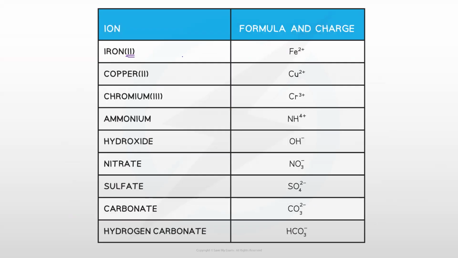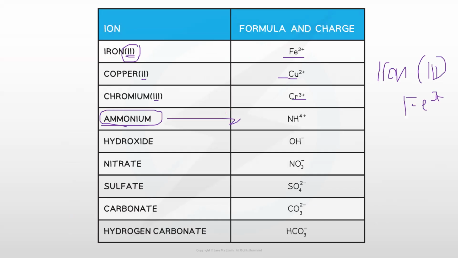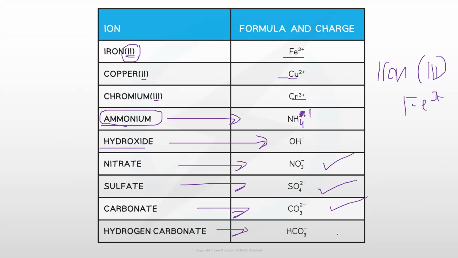You can tell it by the brackets. Iron 3 अगर लिखा हो, what does iron 3 mean? Fe3+. And what if iron 2 लिखा हुआ है? Fe2+, फिर copper 2, chromium 3. कुछ का देखो आगे brackets में लिखा हुआ है. And some of them you have to memorize as well. For example, ammonium is NH4+, hydroxide is OH-. ये NH4+ होता है. ठीक है। Nitrate, sulfate, carbonate and hydrogen carbonate, you have to remember these ones, clear?